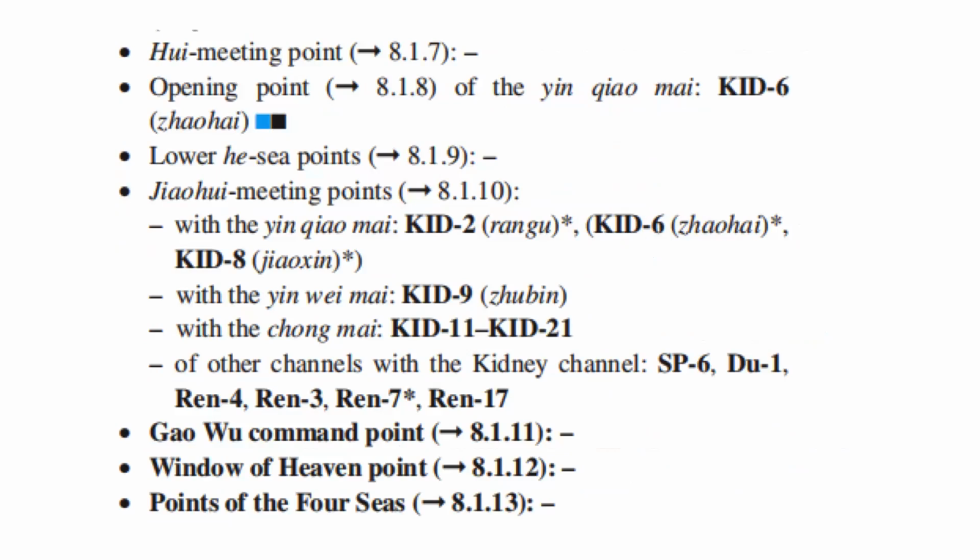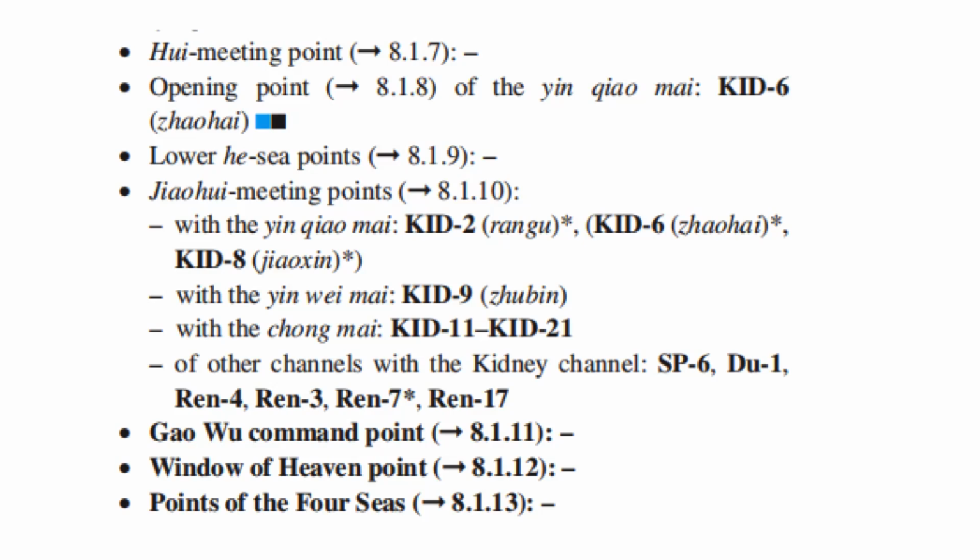There is no point ascribed as the Hui meeting point. The opening point of the Yin Qiao Mai vessel is kidney 6. No point is ascribed as the lower Hesi point. The Zhao Hui meeting points are as follows. With the Yin Qiao Mai, it's kidney 2, kidney 6, and kidney 8.